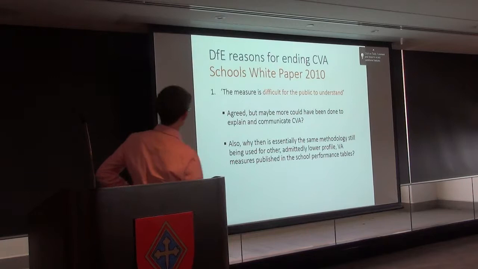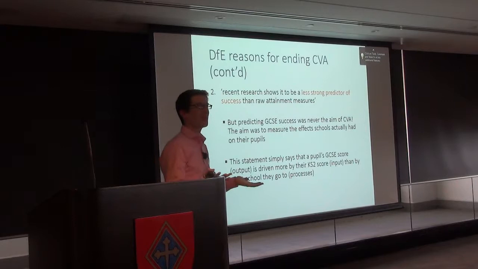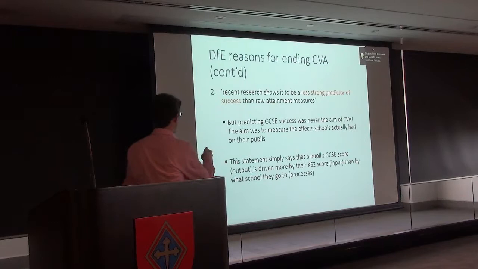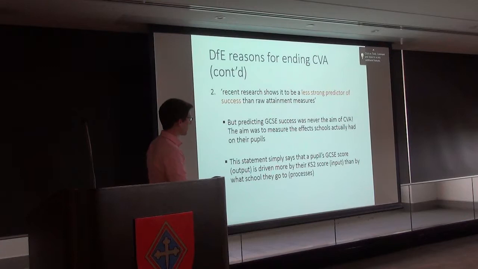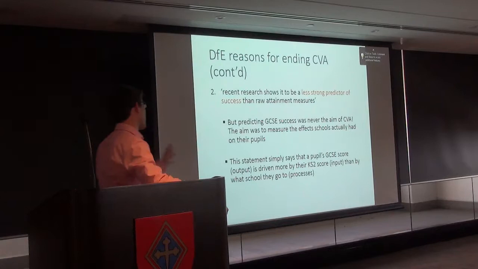Then the second sentence that I'm picking up on says recent research shows CVA to be a less strong predictor of GCSE success than raw attainment measures. This is never the idea. This is never the role of CVA. CVA is trying to measure the effect schools actually have on their pupils. So what they're saying is that a pupil's GCSE score, the output, is driven more by their Key Stage 2 score, the input, than by school quality, the process. That's just the situation in the UK. The differences between schools' exam results are heavily driven by their starting attainments. So that seems like a funny criticism of CVA.